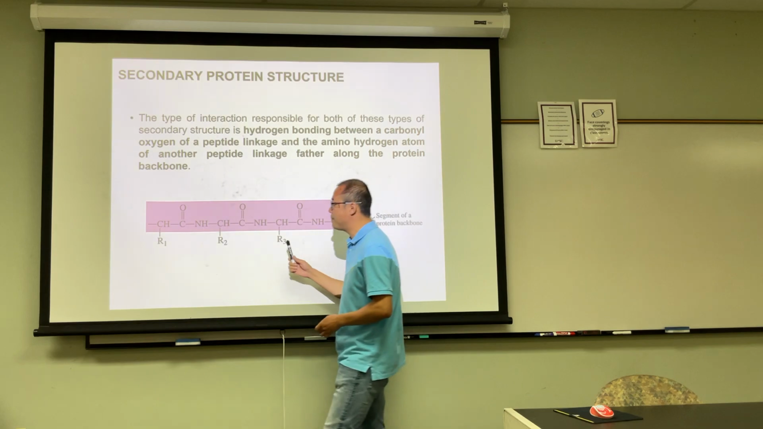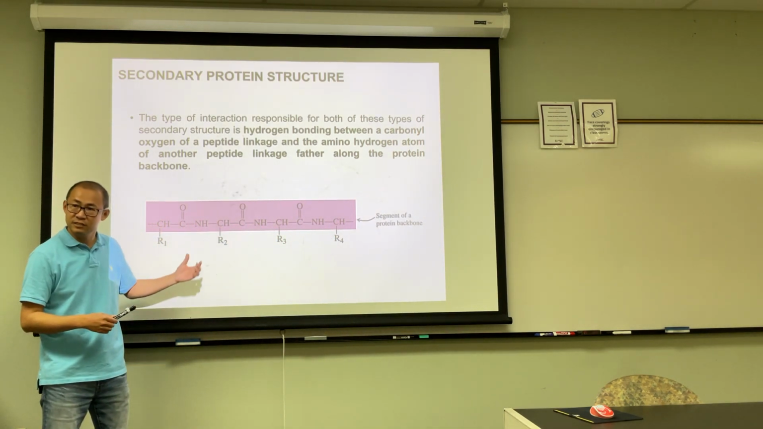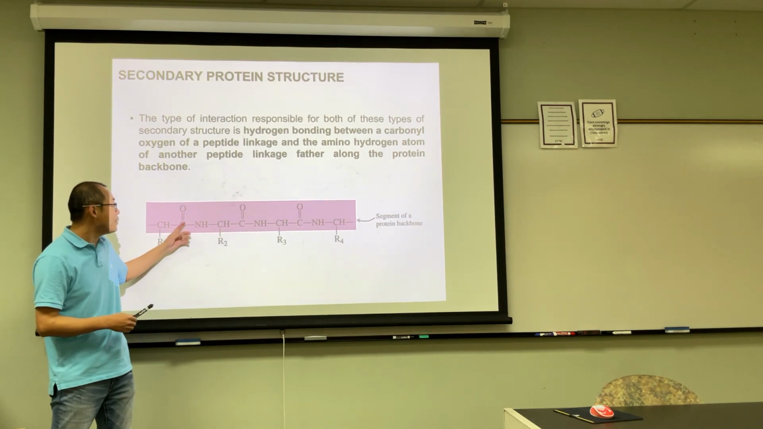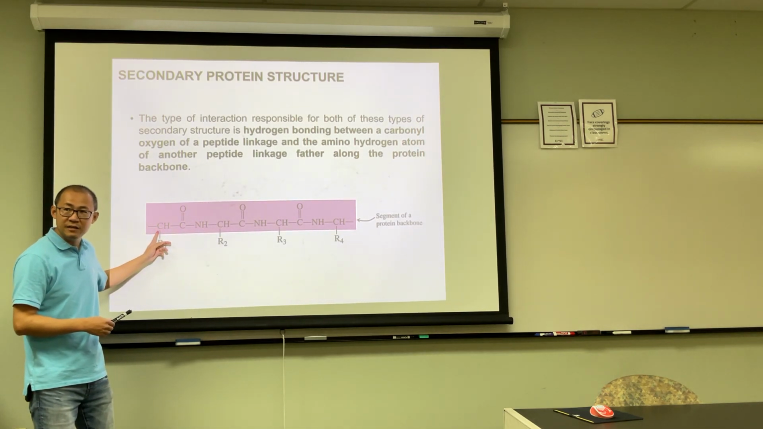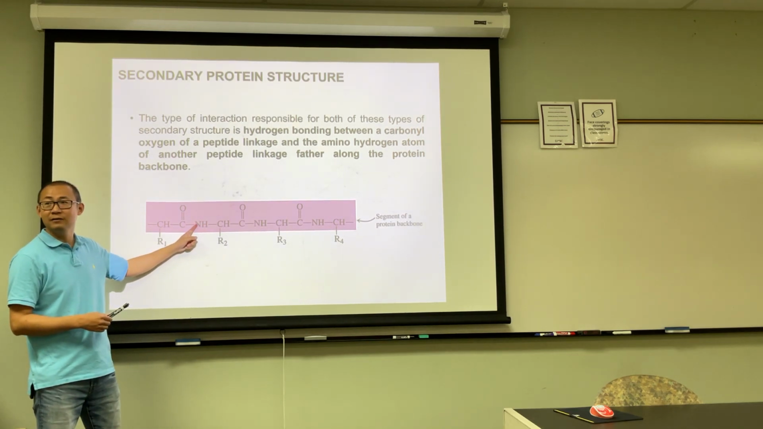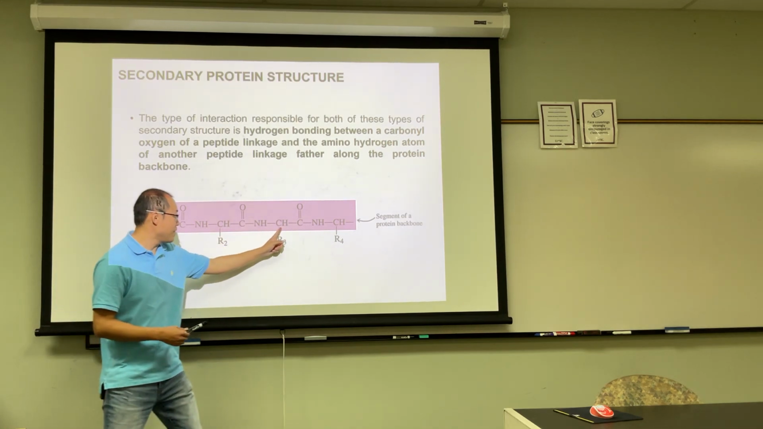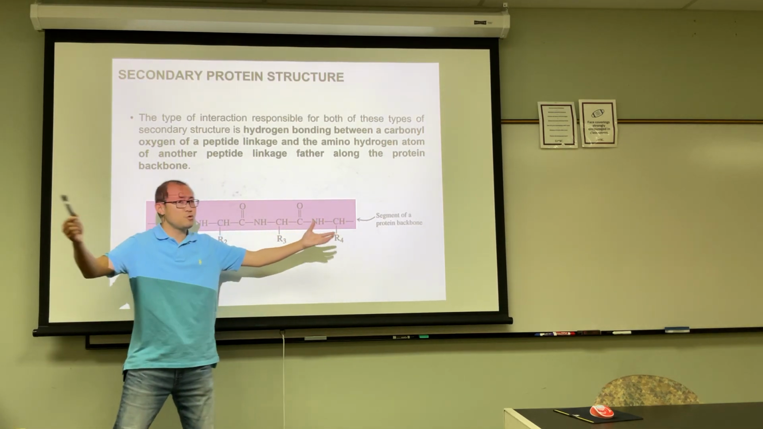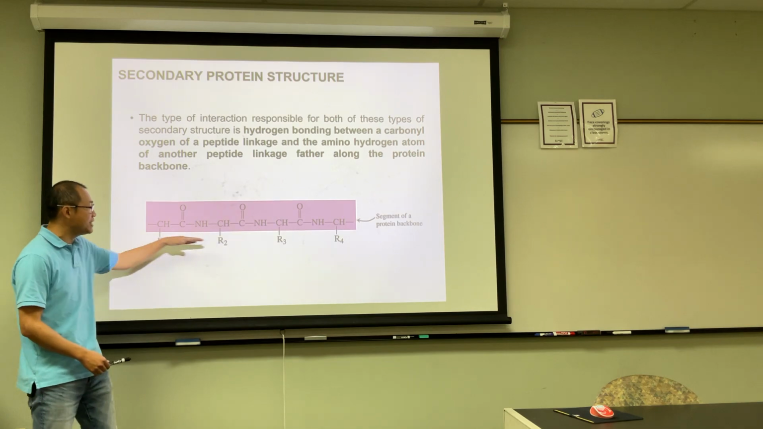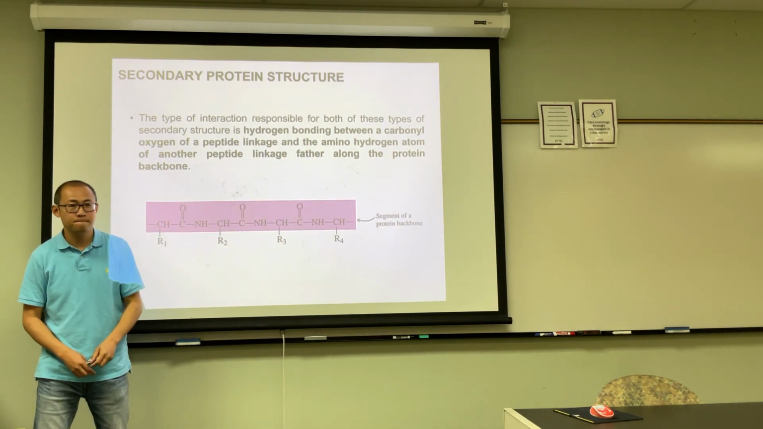If you take a look at the backbone, what we studied in the first part of the chapter, let's take a look at the backbone again. The backbone of a protein is alpha carbon, peptide bond. You see that? Alpha carbon, peptide bond, alpha carbon, peptide, alpha carbon. It's always repeating like this. This is the backbone. And we know these are the side chains of each alpha carbon.